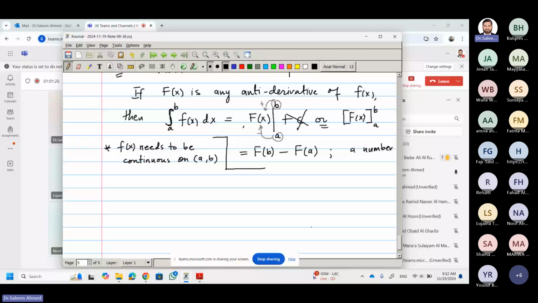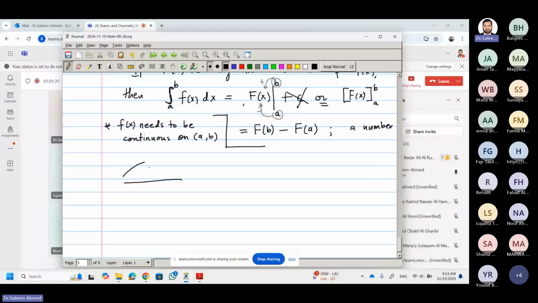If it is not continuous, the problem is there is a break. Let's say if there is a break, and you are going from a to b, something will be missing. You see, the area will become infinite. At this point, it is going to infinity. So let's say if there is a discontinuity at some point C, what I will do, I will break my interval into two parts.